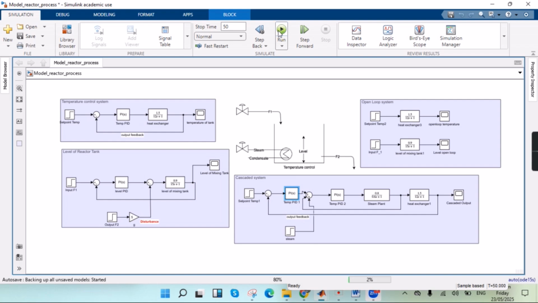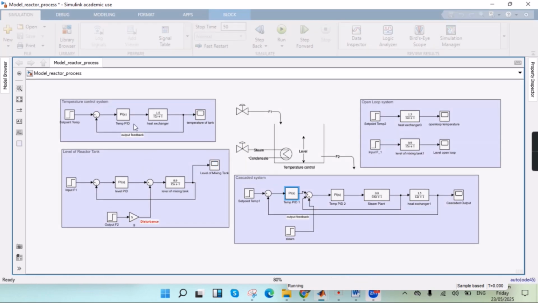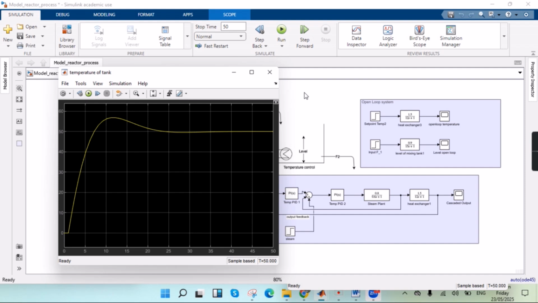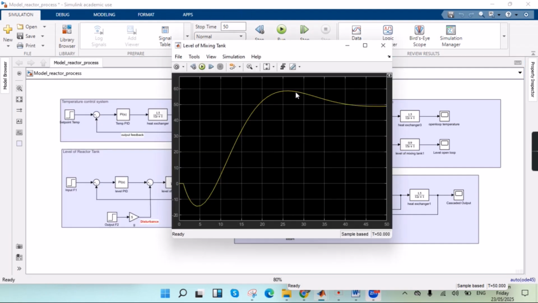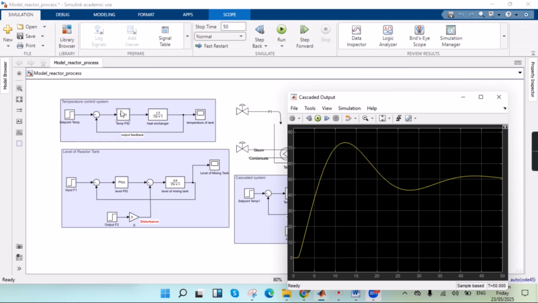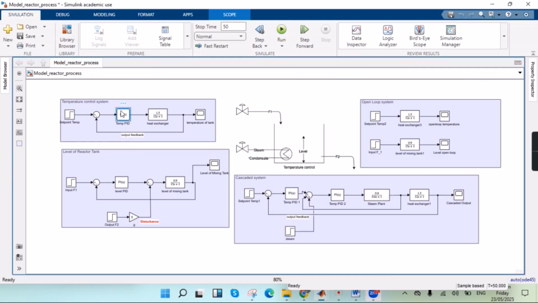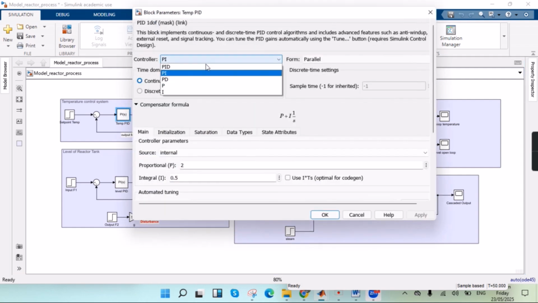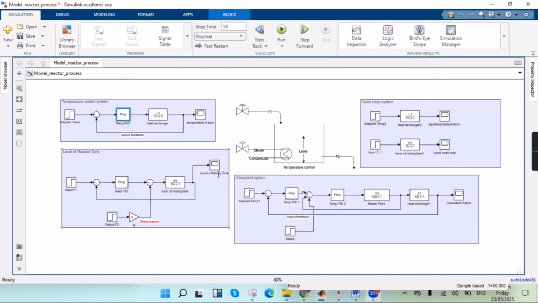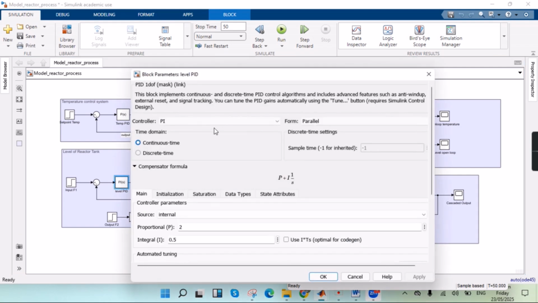And we need to again run the system to check the behavior of the closed loop system of the temperature, the level, and the cascaded loop of the level. These are the output graphs. Okay, this is the cascaded loop, and now we just need to change its controller to P controller, only P controller.